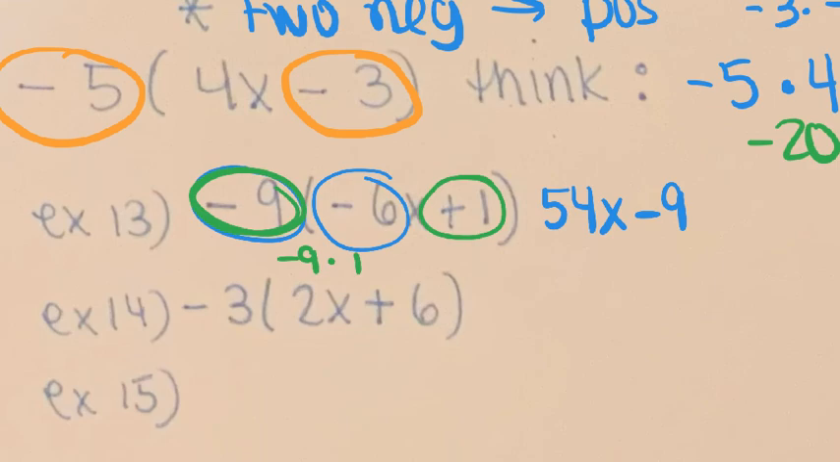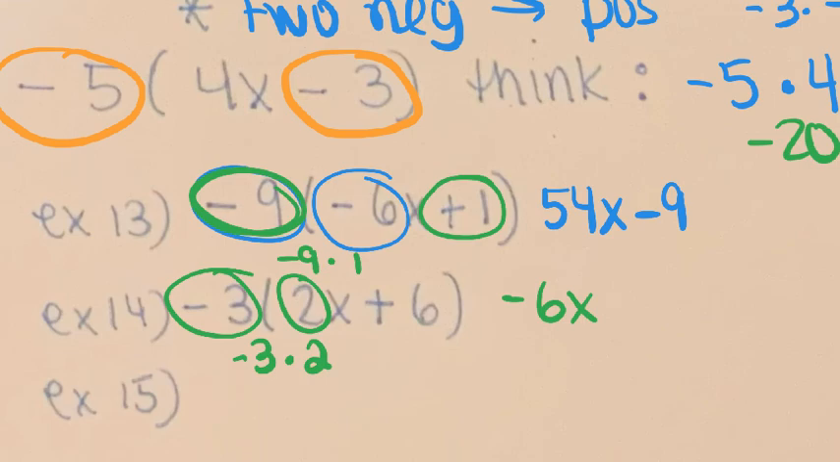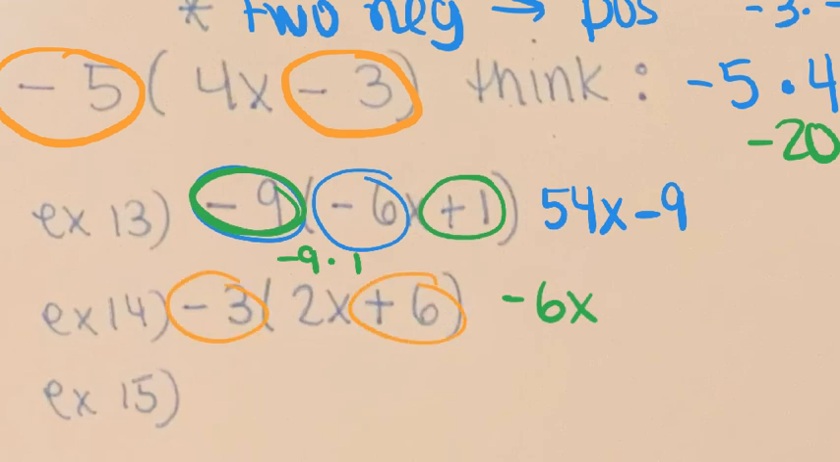Okay, let's look at this one. I've got negative 3 times positive 2. Negative 3 times positive 2. Well, that makes a negative. So I've got negative 6x. Okay, then I've got a negative 3 times a positive 6. Negative 3 times positive 6 makes a negative 18. So my final answer is negative 6x minus 18.